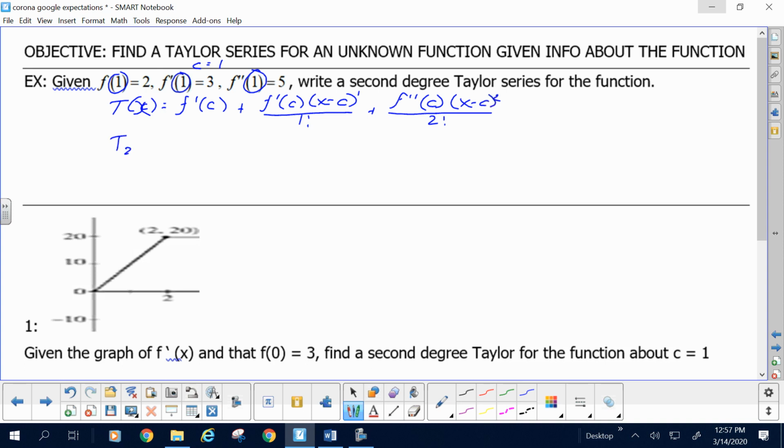And so, oops, this should be Taylor at any x. So the second degree Taylor for any x would be f at c, which is 2, plus f prime at c, 3, times x minus c, which is x minus 1 to the first over 1 factorial, plus 5 times x minus 1 squared over 2 factorial. All right, that's a nice easy one to start with to give you everything you need.